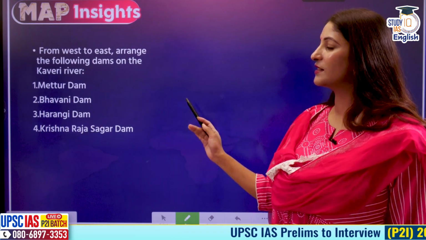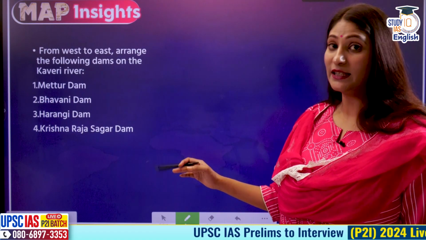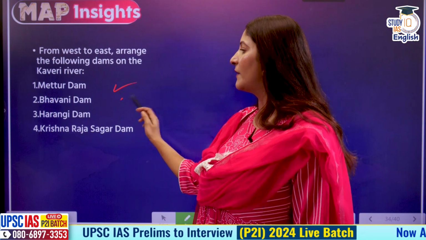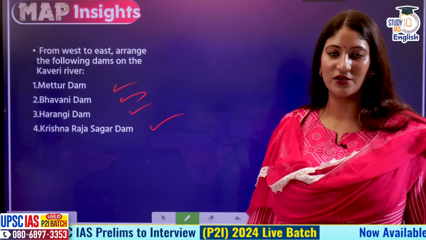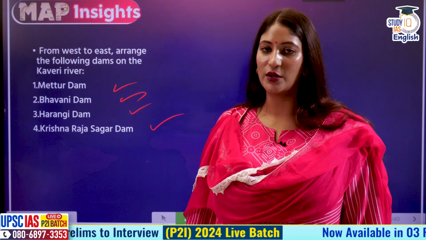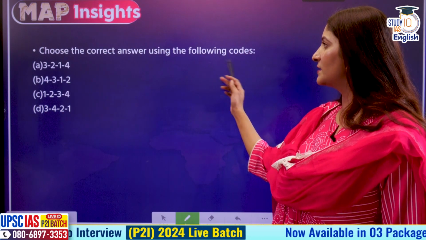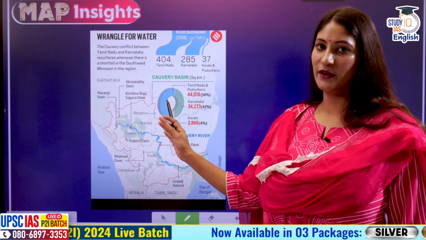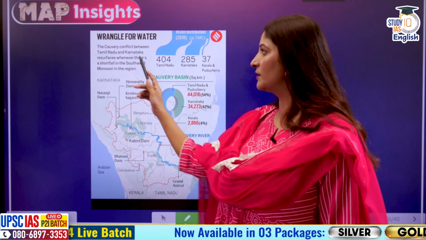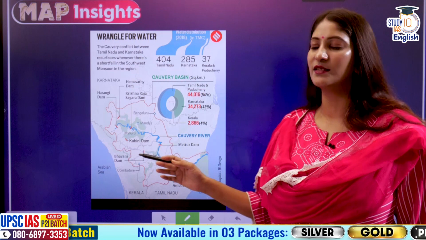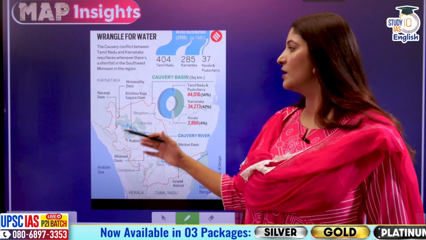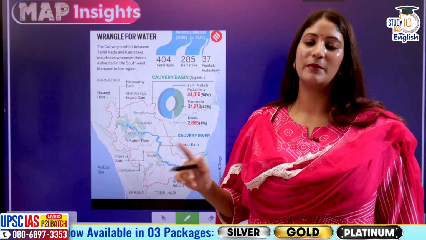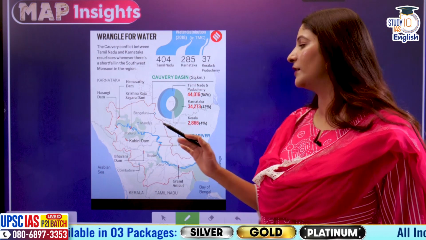From west to east, arrange the following dams on the Kaveri river. Kaveri river has been in the news because of the disputes that are going on there. Mettur Dam, Bhavani Dam, Harangi Dam, Krishna Raja Sagar Dam. All these dams are situated on the Kaveri river. So choose the correct answer using the codes. With the help of it, let's learn about the Kaveri conflict. It's a conflict between Tamil Nadu, Karnataka and certain other states and union territories to share the water. The verdict has been given, but certain states are not accepting it.